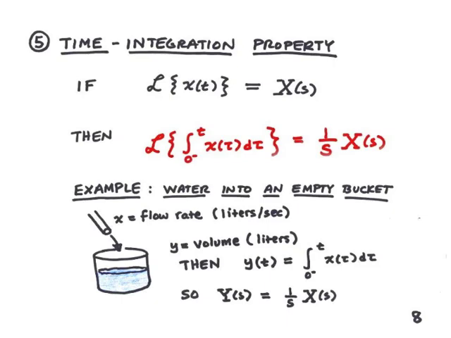Then the volume at time t, that is y of t, is the integral from 0 minus to t of x of tau d tau. We're simply accumulating all the flow rate to find the volume. In terms of the frequency domain, this is given as y of s is equal to 1 over s times x of s. That is, y is the integral of the flow rate. So whenever you see a multiplication by 1 over s, you should immediately think of this integration or accumulation of the x signal.